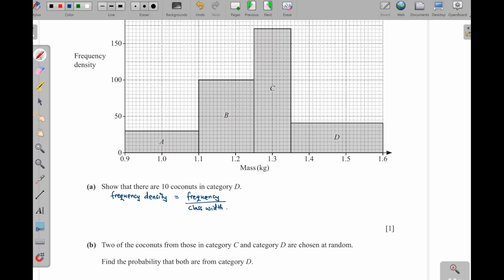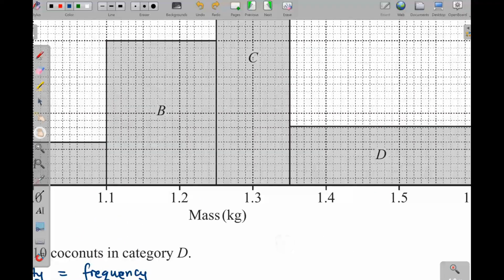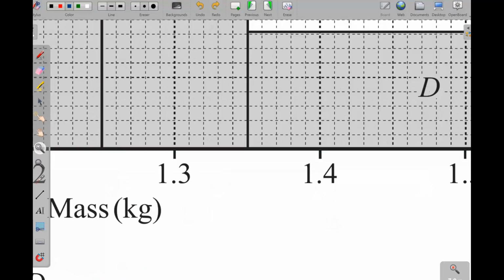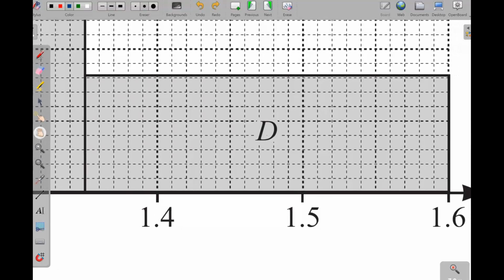Now, if they say show that there are 10 coconuts in category D, we are looking for the frequency. Now, in category D, what is this one here? If I try to zoom a bit, this one here, let me again zoom, it is above this line here. So it's not that exact, okay?